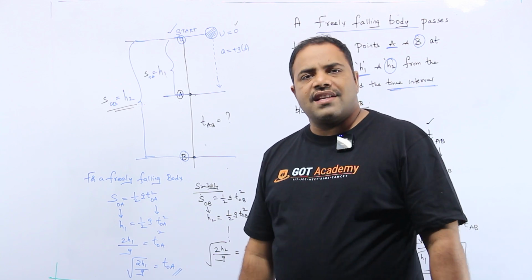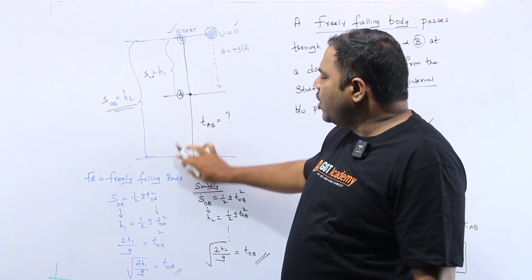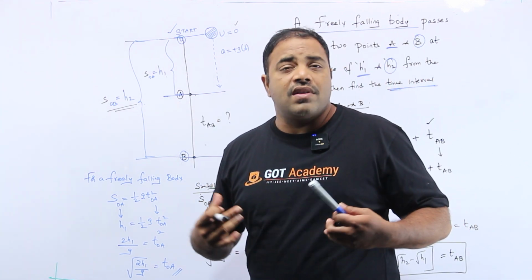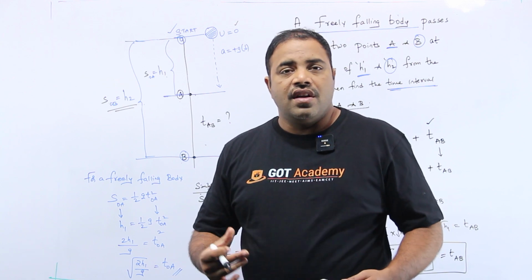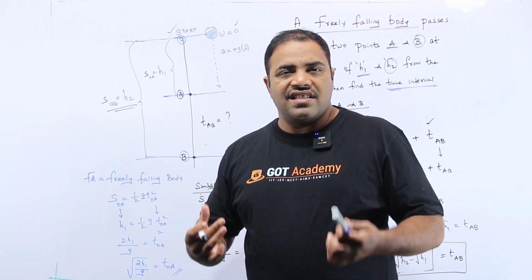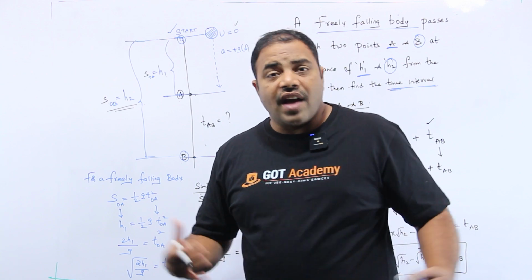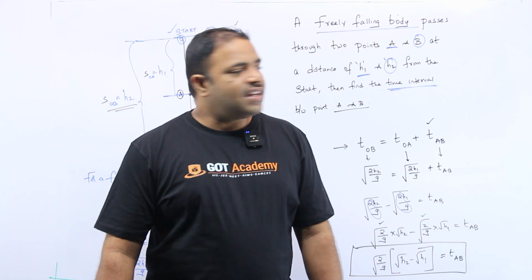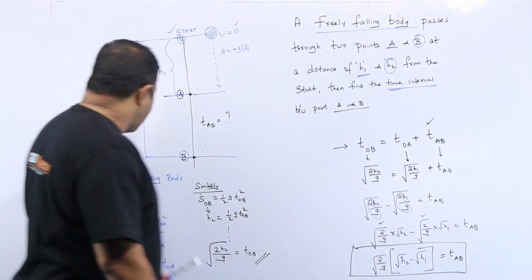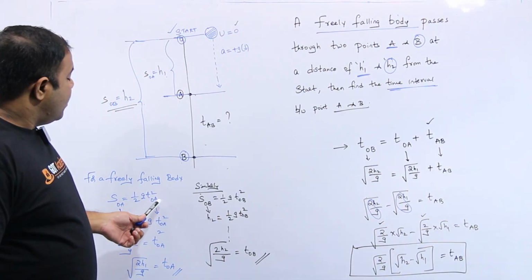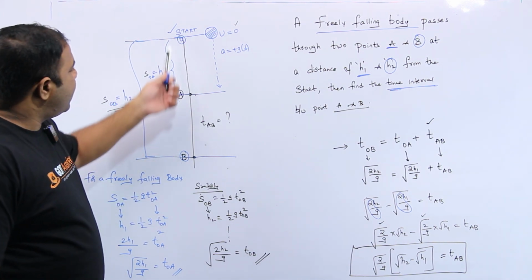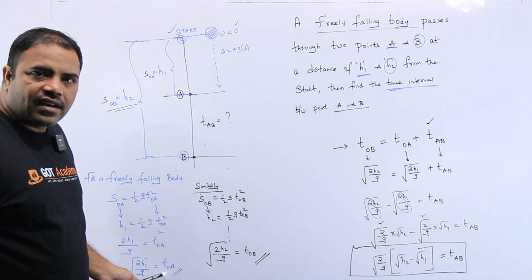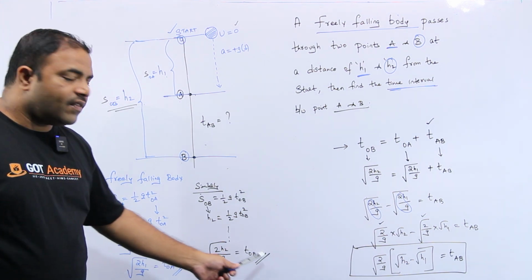The only thing he is asking is to find the time taken from A to B, that is the time interval from A to B. What are the sources I have? Equations of motion for a freely falling body. If distance and time are both correlated, I have to use S is equal to half g t square. From this I found the time taken from O to A and the time taken from O to B. See, two different cases I have taken.